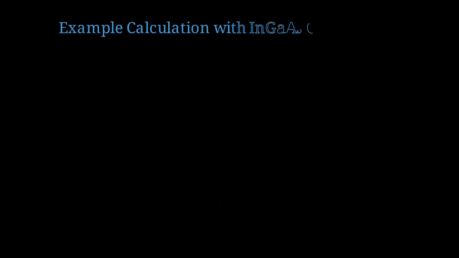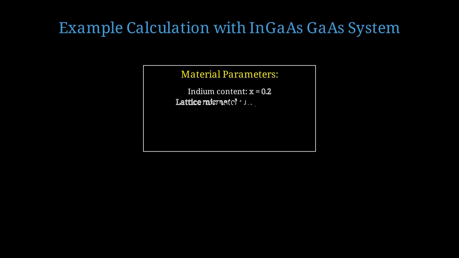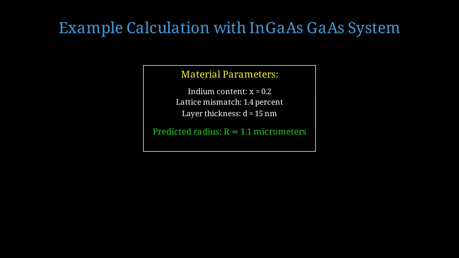Let us apply this to the InGaAs and GaAs system studied by Prinz. Consider In 0.2 Ga 0.8 As grown on GaAs. For In 0.2 Ga 0.8 As on GaAs, the lattice mismatch is approximately 1.4%. If each layer is 15 nanometers thick, the simple beam model predicts a tube radius of about 1.1 micrometers. Now let us compare this prediction with experimental measurements.